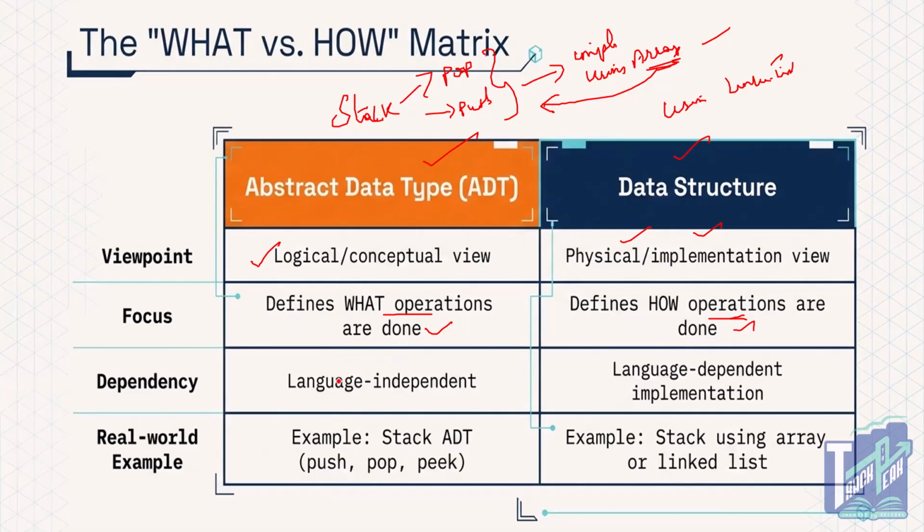So the ADT is not language dependent. It is independent of any language, which means we can use abstract data types in any language like C, C++, Java, or any other programming language. Data structure parts like array and linked list are language dependent implementations. So here clearly, stack ADT is an example of an ADT, and stack using array or linked list is an example of a data structure. The purely data structure part is the methodology part.